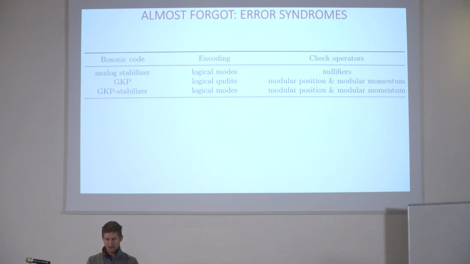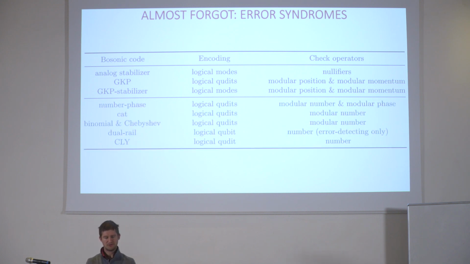Right, so how do you measure these things? So this is a review. Last time we talked about these types of lattice and hyperplane codes. For GKP codes, the syndrome there was the position modulo the spacing of the comb, and the momentum modulo the spacing of the comb. Similar here for these number phase codes, which are the closest analog to rotor-based GKP. You have to measure the angular orientation modulo the spacing of the comb, which is called the modular phase.